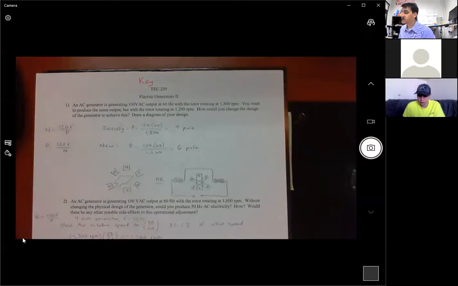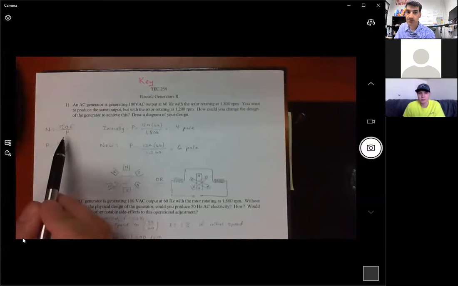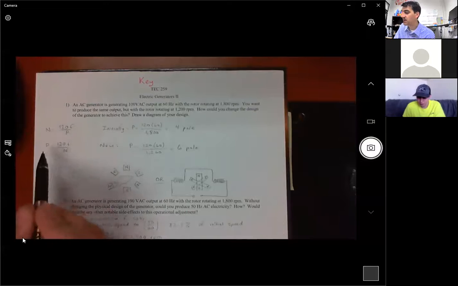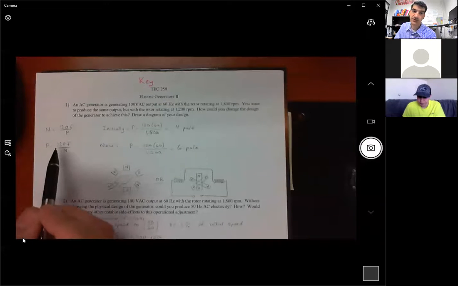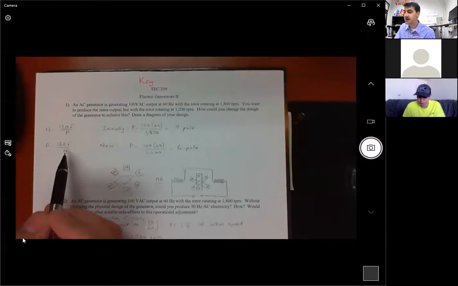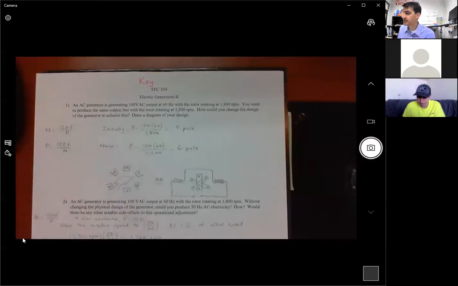So we could rearrange this equation to solve for P. Just multiply both sides times P, divide both sides by N, and you get this equation, P equals 120F divided by N. It's the same equation, just rearranged a little bit. And now we can solve for, well, how many magnetic field poles did the generator have initially? And then we can solve for how many magnetic field poles do we need to have in our new design.